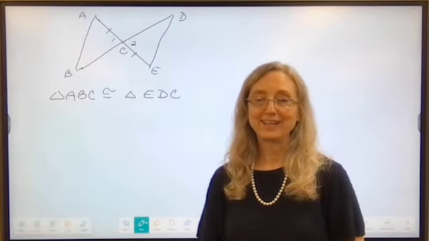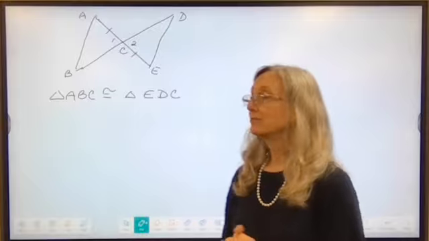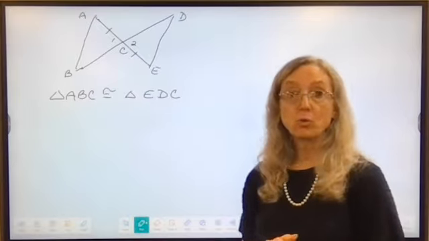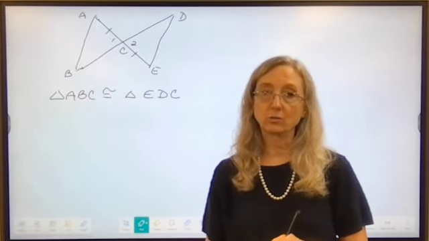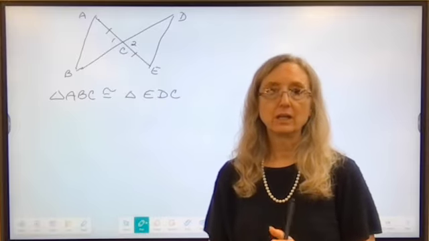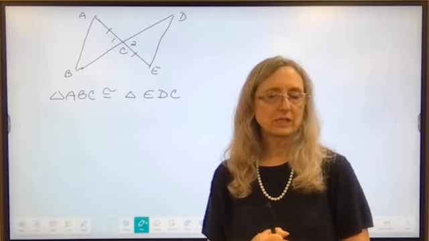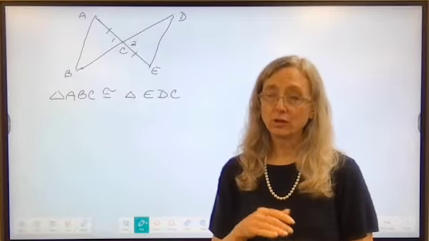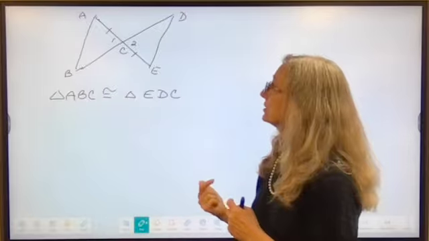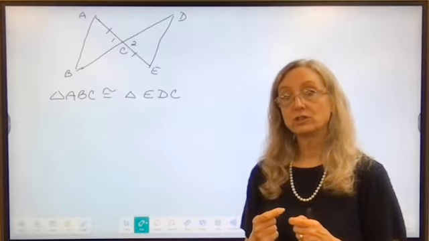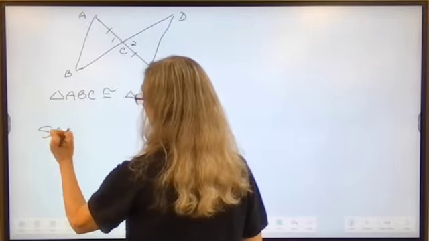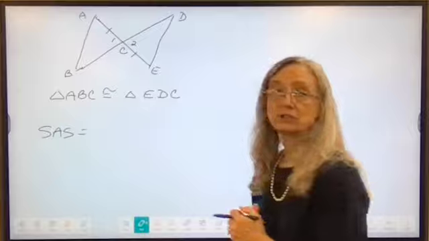Okay, let's look at this kind of situation here. I have two triangles, triangle ABC and triangle EDC, and I want to prove that they are congruent, and I only have the information that's given me in this diagram. What additional information do I need in order to say that one triangle is congruent to the other? What additional information would I need if I wanted to use side angle side?